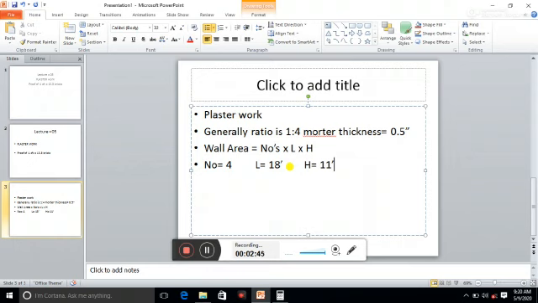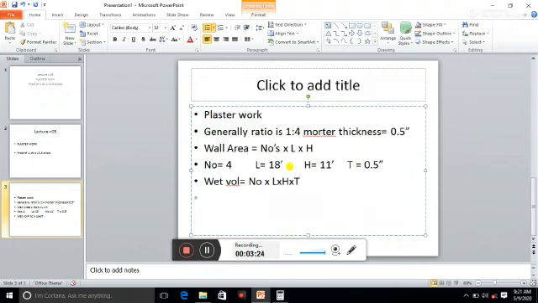Okay, and thickness is equal to 0.5 inches. Okay, so for wet volume we have the formula: volume is equal to number multiplied by length multiplied by height multiplied by thickness. Okay, we have this formula.